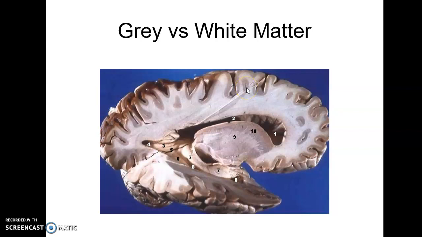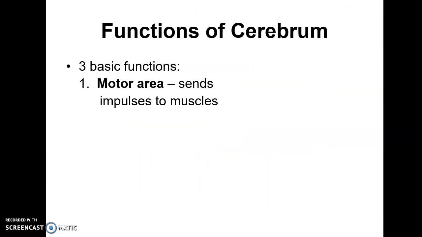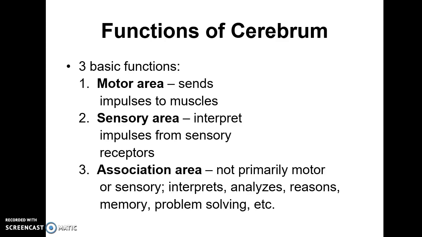Our cortex is very, very well developed compared to other mammals. The white matter is going to be the myelinated fibers traveling down to the body and back up. The major functions of the cerebrum are motor, which sends motor information to our muscles. That's going to allow us to move. There's a sensory area, which allows us to interpret information from the sensory receptors. And then finally, the association area is not motor or sensory.